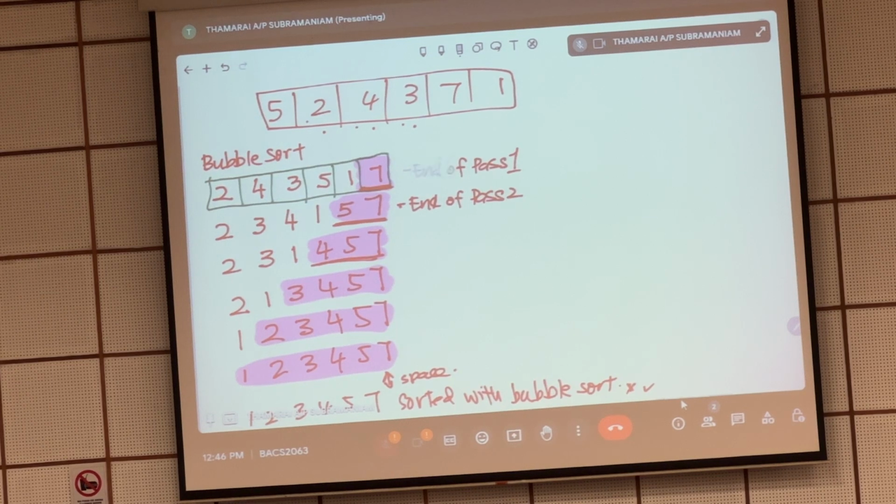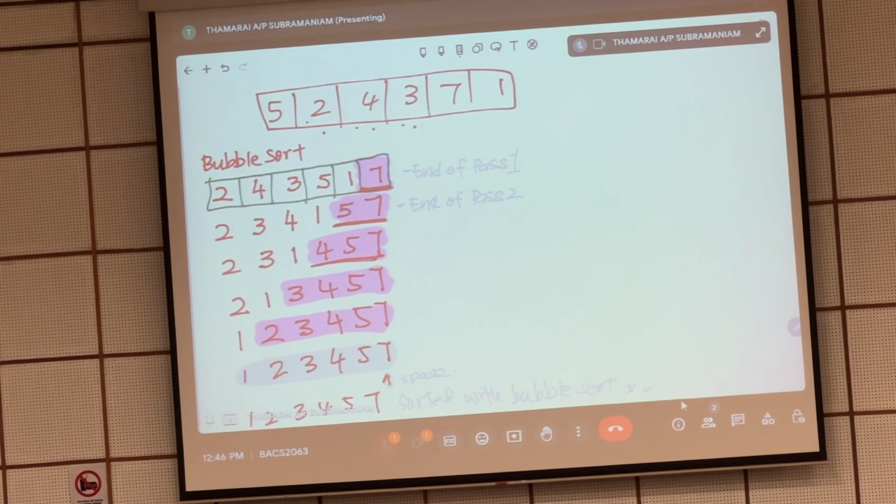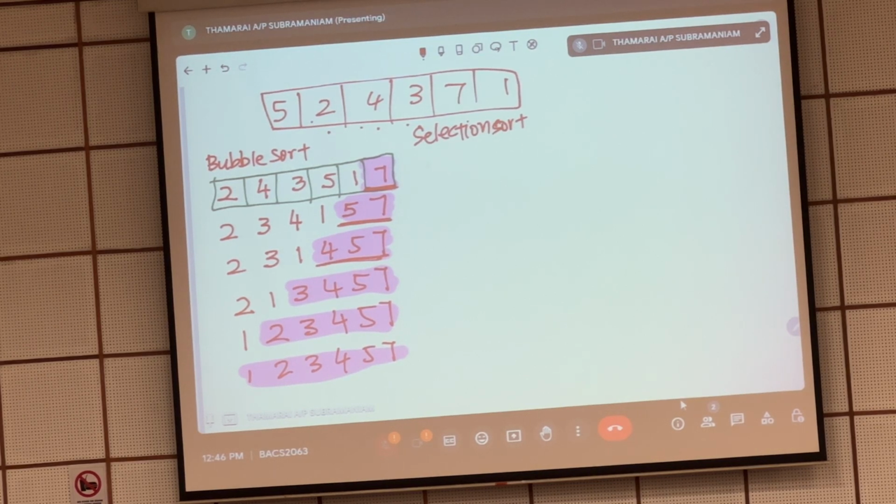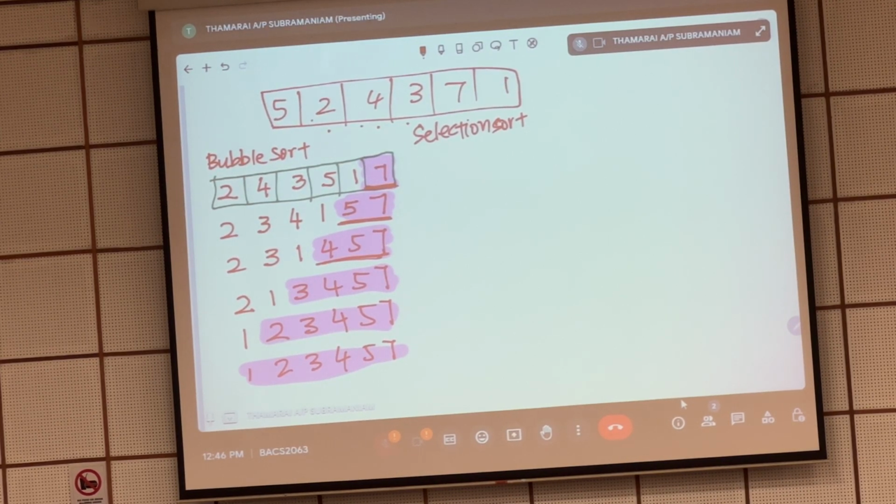Now, let's do the same thing for our selection sort. Okay, how are we going to do for selection sort? So 5 swap with 1, okay, so 1 here, 2, 4, 3, 7, and 5, alright? Direct swap.